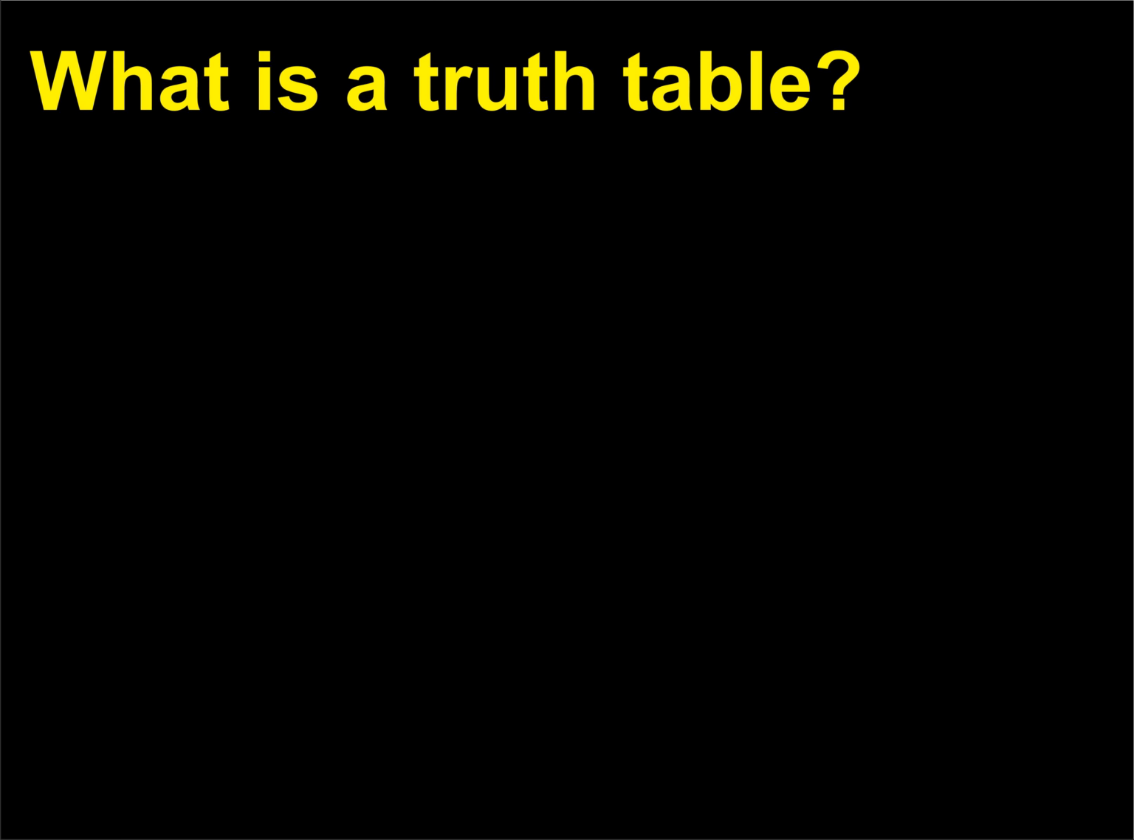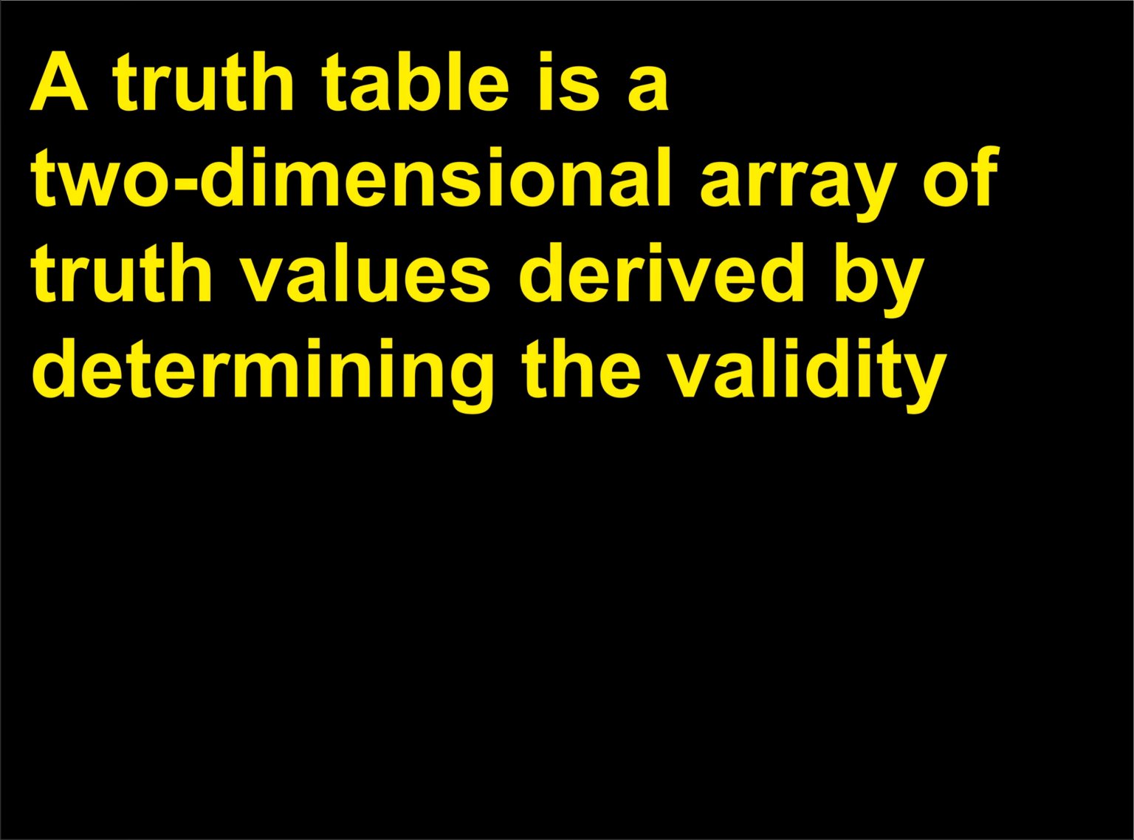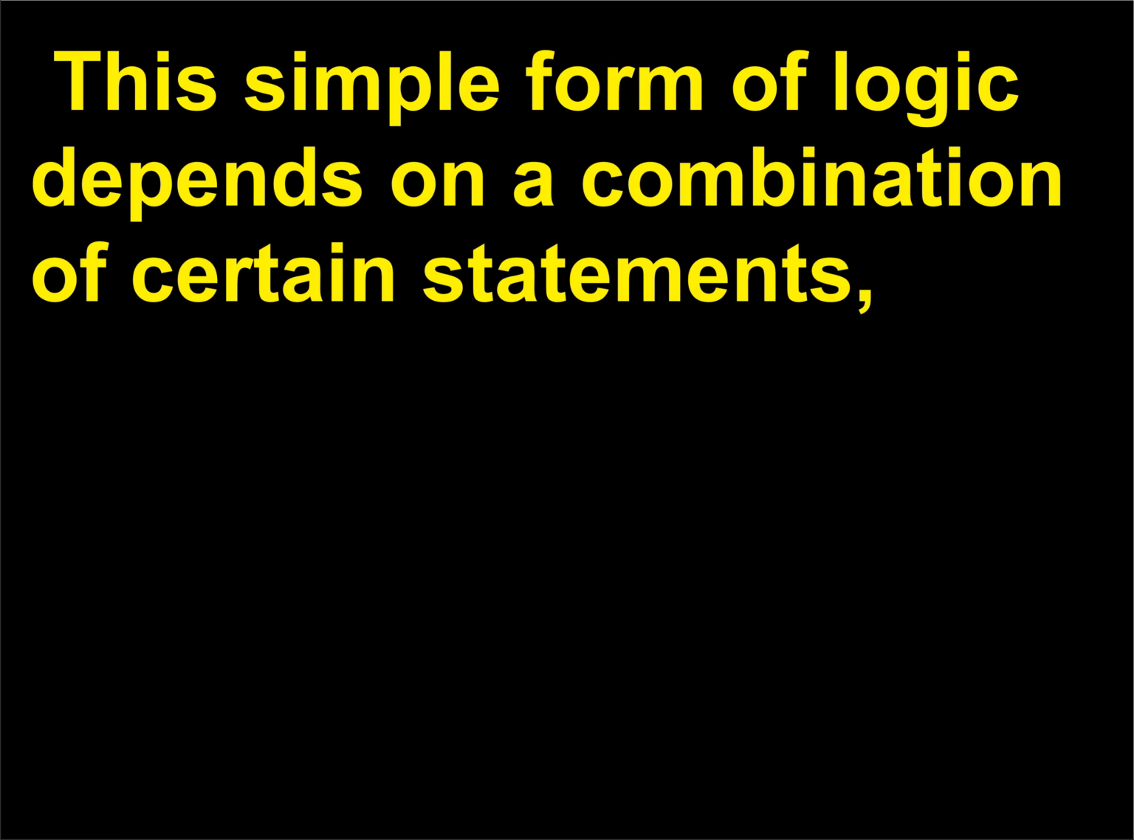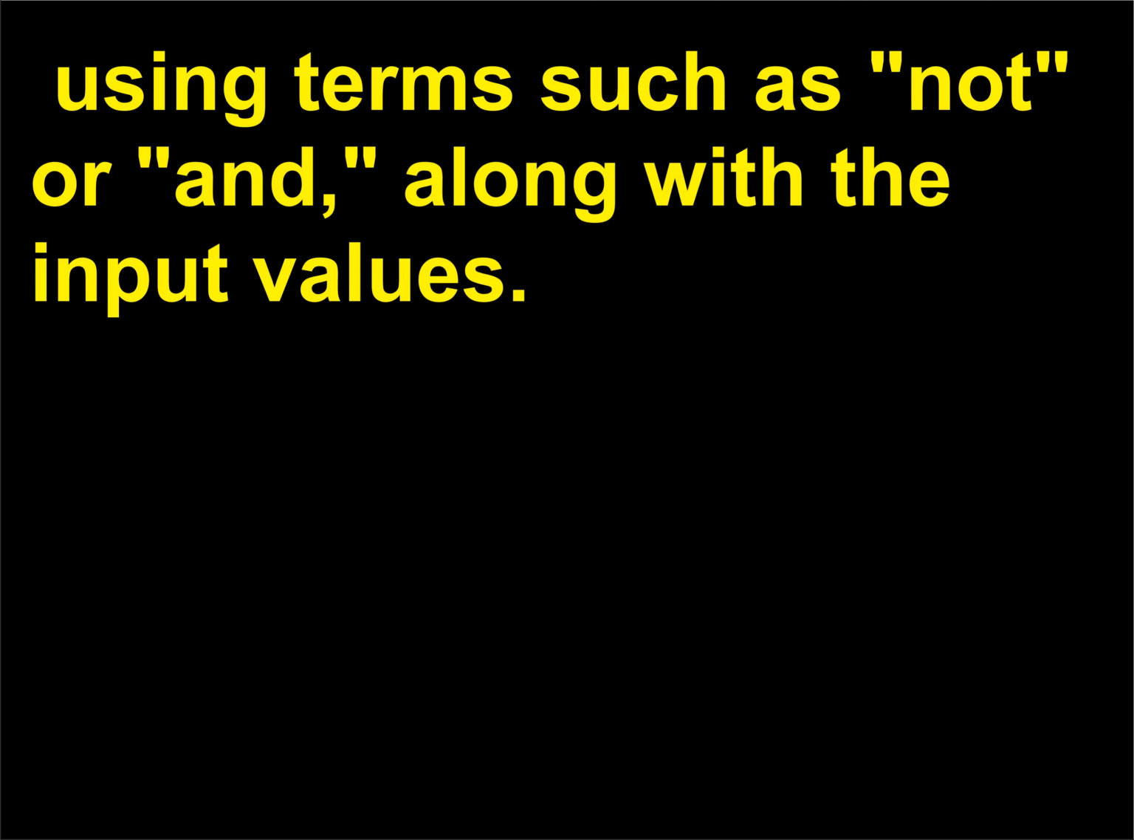What is a truth table? A truth table is a two-dimensional array of truth values derived by determining the validity of arguments through assigning all possible combinations of truth values to the statements. This simple form of logic depends on a combination of certain statements, using terms such as not or and, along with the input values.